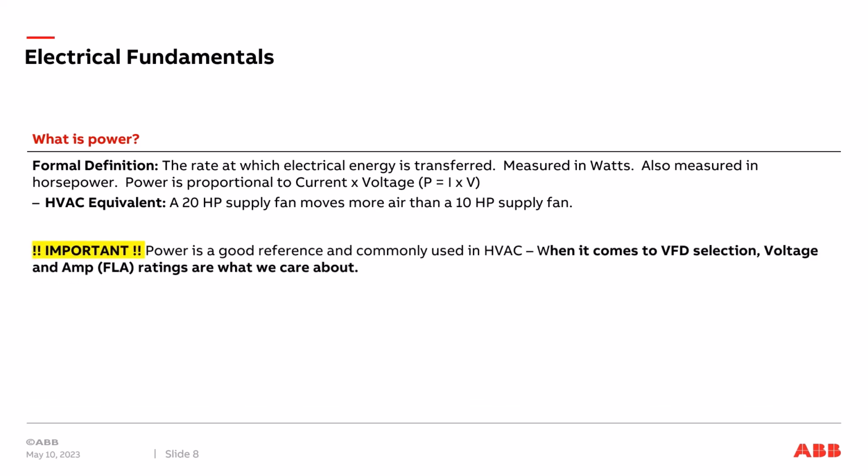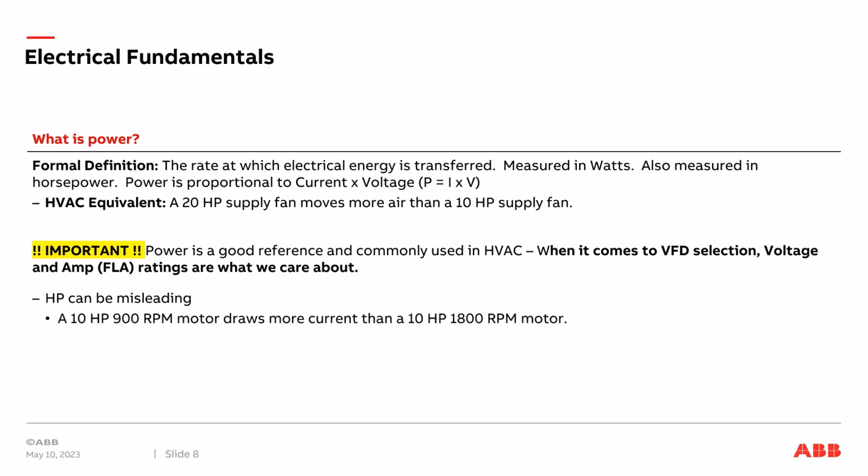So it's important to understand power is a good reference and commonly used in HVAC, but when it comes to VFD selection, voltage and amps are very important too. Horsepower can be misleading. A 10 horsepower 900 RPM motor, which is a low RPM motor, draws more current than a 10 horsepower 1800 RPM motor.